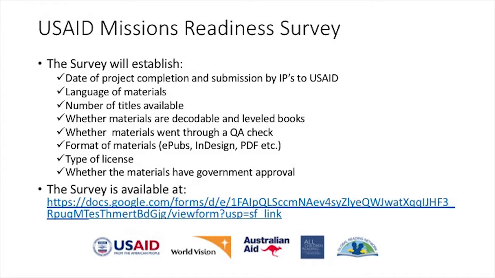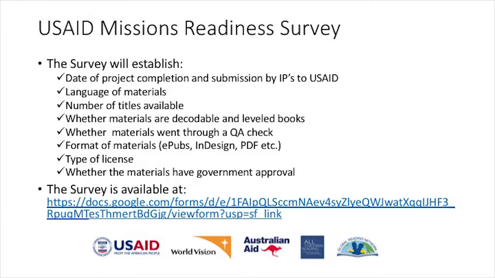USAID's Office of Education has asked URC to undertake a survey to assess format and availability of reading materials, in this case decodable and labeled books, that have been developed with USAID funding globally. The purpose of this survey is to assess the current and expected ability of USAID missions to contribute content to the Global Digital Library. This survey will be administered in the first week of June, and we kindly request every mission to complete the survey questionnaire, which will be sent to them after this webinar.